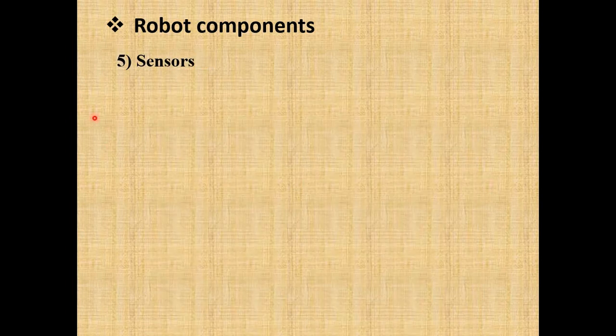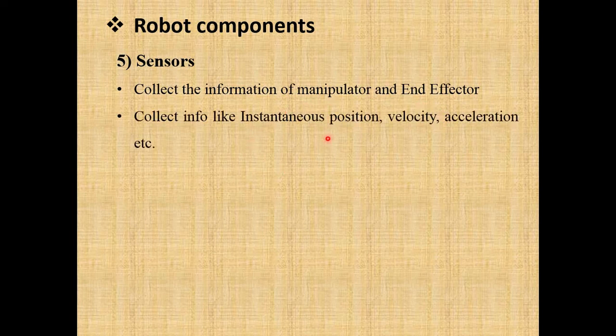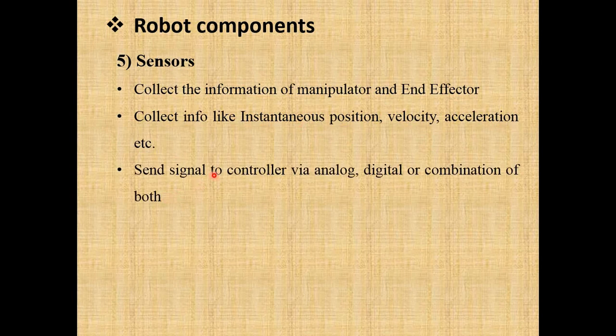Next is the sensor. So what is the function of the sensor? The function of the sensor is to sense. It collects information about the manipulator and effector. Which type of information does it collect? It collects information like instantaneous position, velocity and acceleration. It sends the signal to the controller via analog signal, digital signal, or a combination of both. Whatever information it has obtained, such as temperature, humidity, position, velocity and acceleration, will be given to the controller, and accordingly if some changes are there, it will respond.